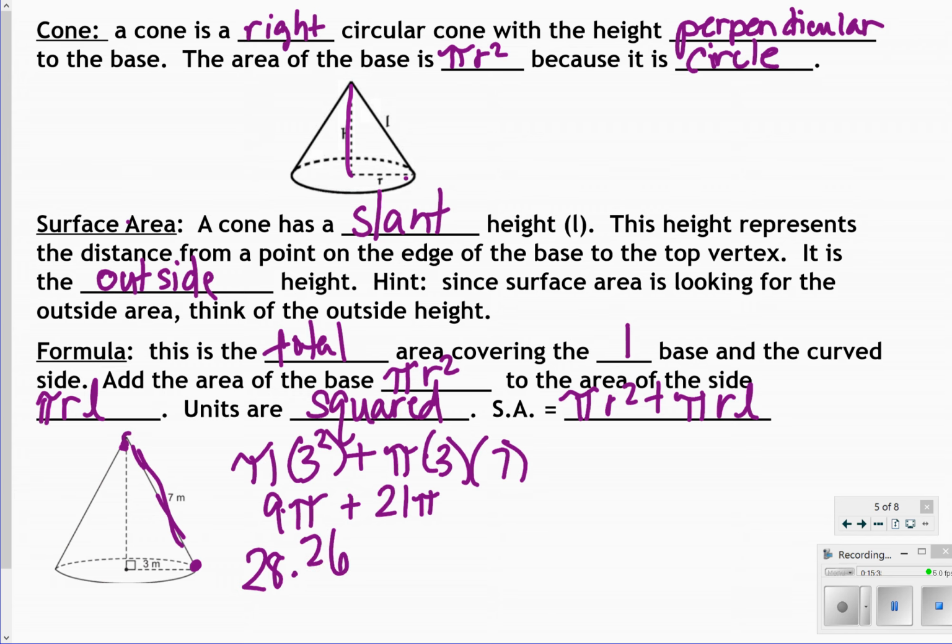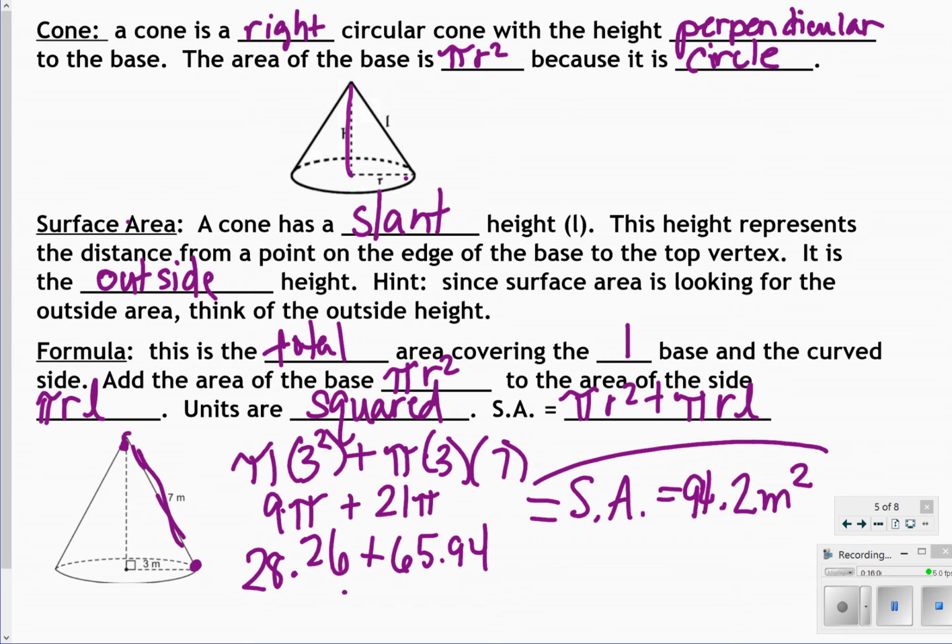28.26. And 21 times pi is going to give us 65.94. Now, I don't want you to worry about rounding at this point. Wait till you get to the very end. If we add them together, we're going to get a total surface area for this cone of 94.2 meters, and it's surface area, so it's squared. Alrighty, moving on.